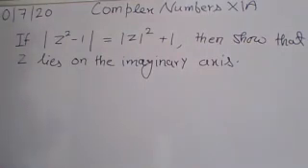Z lies on the imaginary axis means what? Means here you have to show that z is purely imaginary. Any complex number is said to be purely imaginary when, sorry, not real, when x is equal to 0. If x is equal to 0, then you can say that the complex number is purely imaginary, or you can say z lies on the imaginary axis.